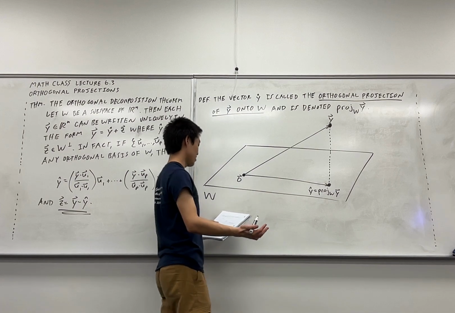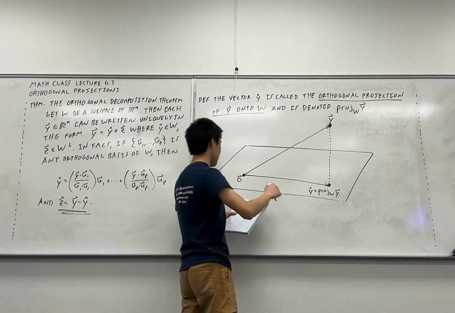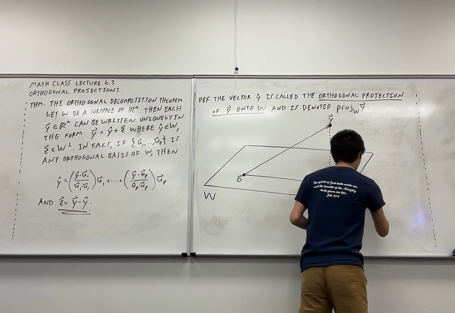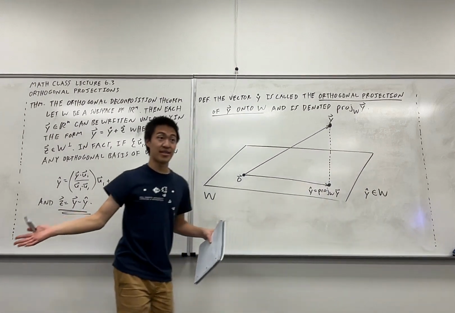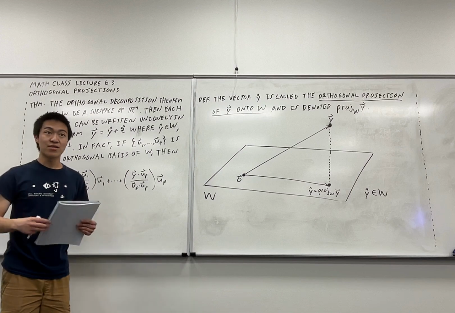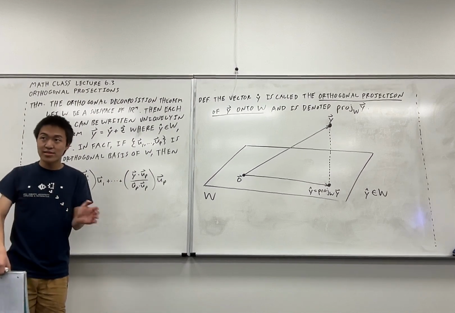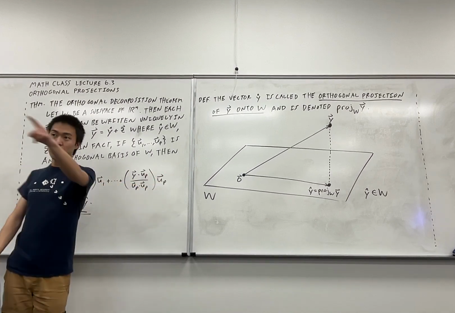Now, what we can see immediately is that y hat is itself a member of my subspace. Yes? Okay, so that means if I'm talking and can only see the stuff inside the subspace, y hat would be in there.